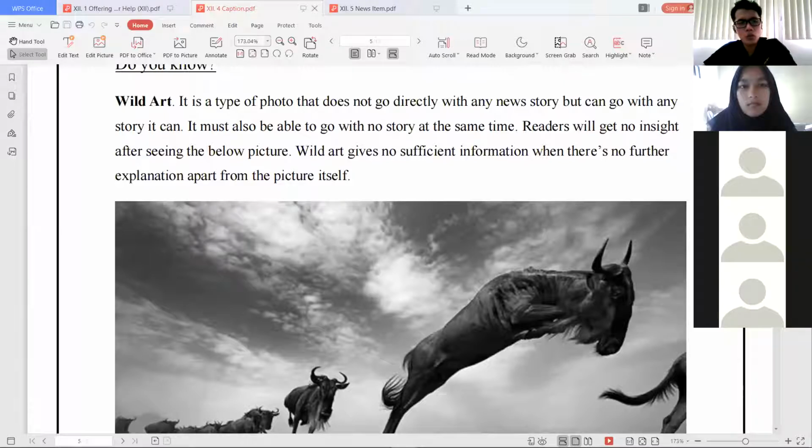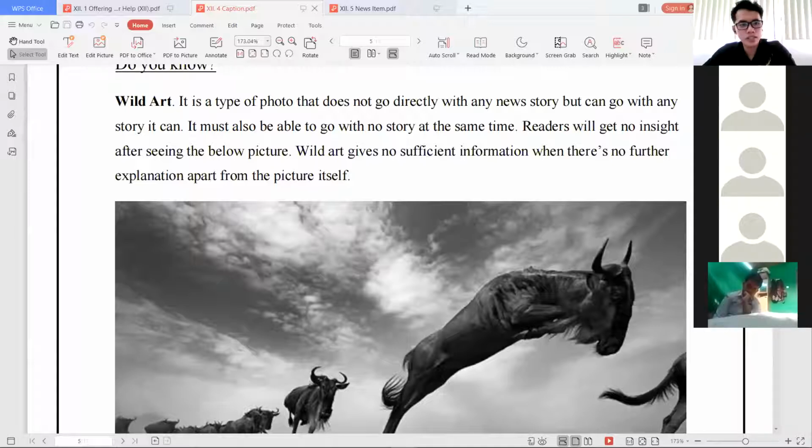Wild art. What actually is wild art? Wild art is a type of picture that does not go directly with any news story, but can go with any story. It must also be able to go with no story at the same time. Readers will get no insight after seeing the picture below. Wild art gives no sufficient information when there is no further explanation apart from the picture itself. So, if it is just a photograph, it must have a slight or little meaning. But wild art, the picture gives zero or very little meaning about it.